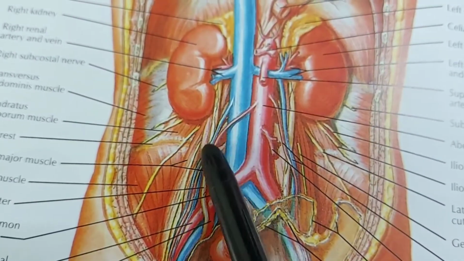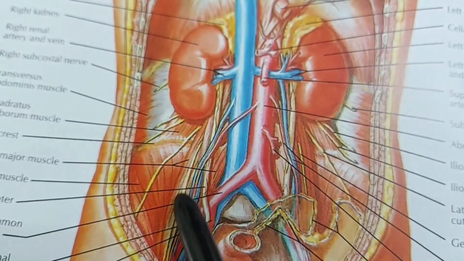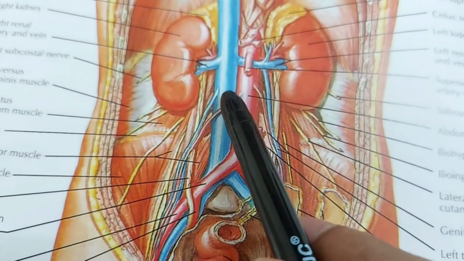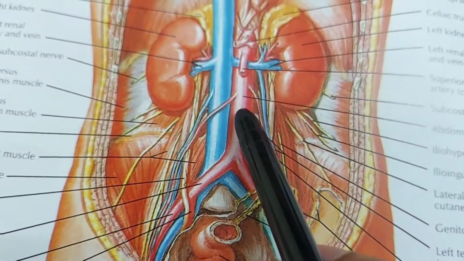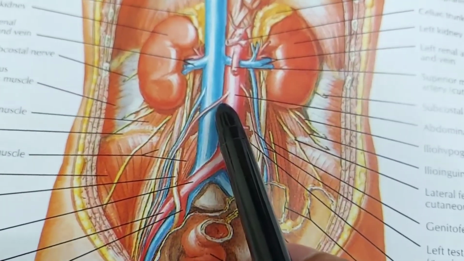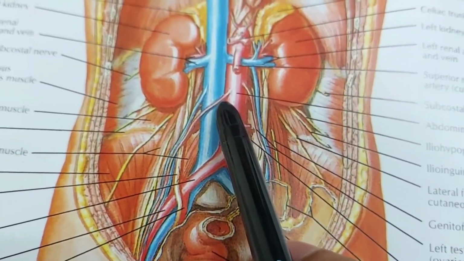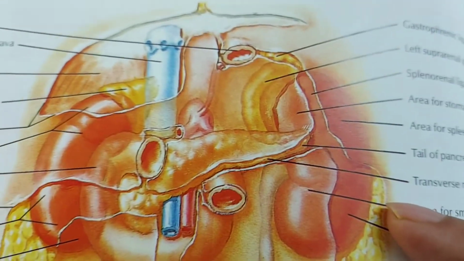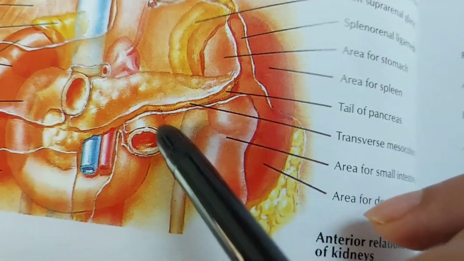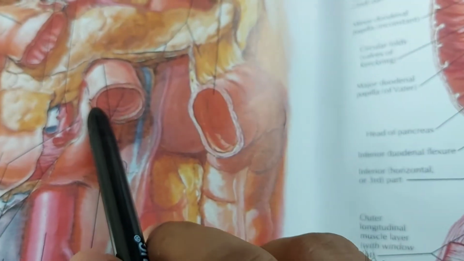And the psoas major muscle is also here. This is the psoas major muscle, and here are the inferior vena cava and the aorta. All these things are related with the posterior relation of the third part. And inferiorly it is related with the coils of the small intestine. And the fourth part, here is the fourth part. The fourth part is not so much visible. Here is the fourth part.